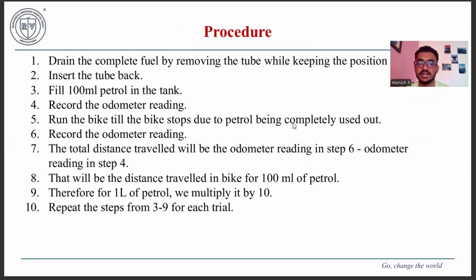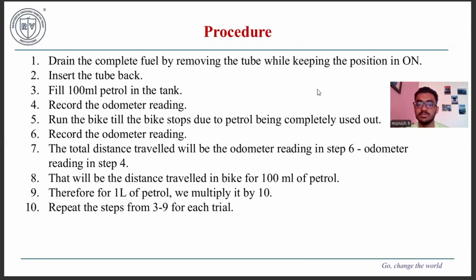Procedure: first we drain the complete fuel by removing the tube while keeping the position in on. Then we insert the tube back. We then fill 100 ml petrol in the tank. Then we record the odometer reading. We then run the bike till the bike stops due to the petrol being completely used out. Then we record the odometer reading again. Therefore, the total distance traveled will be the odometer reading in step 6 minus the odometer reading in step 4.